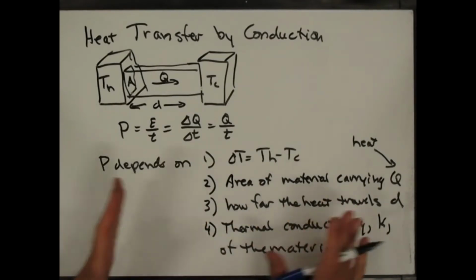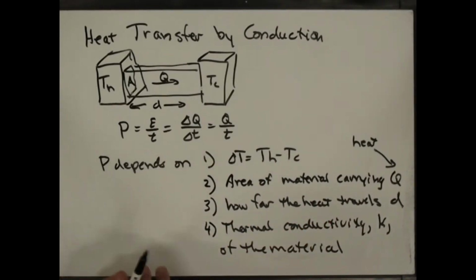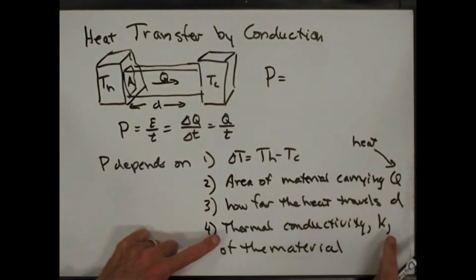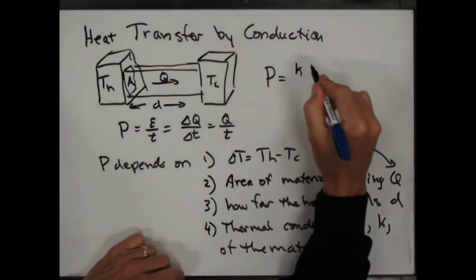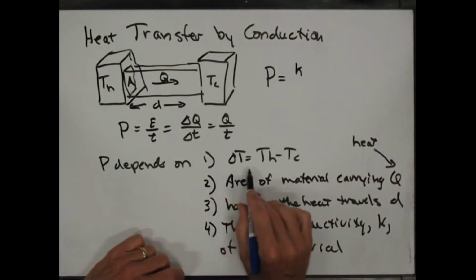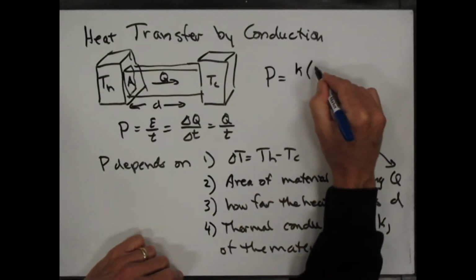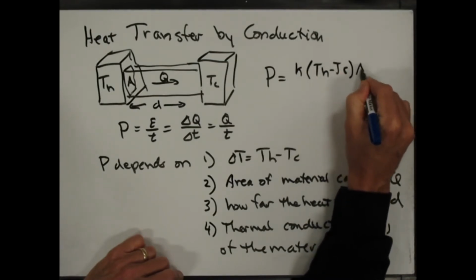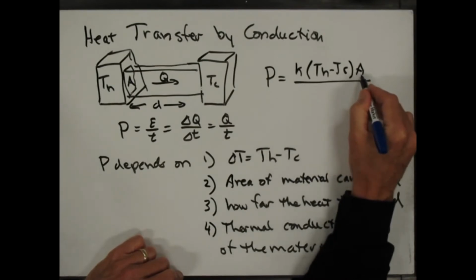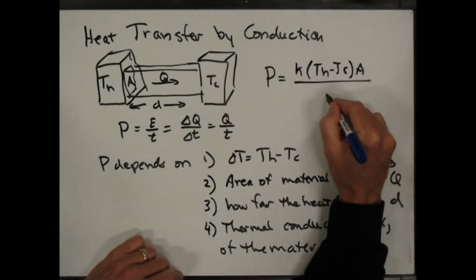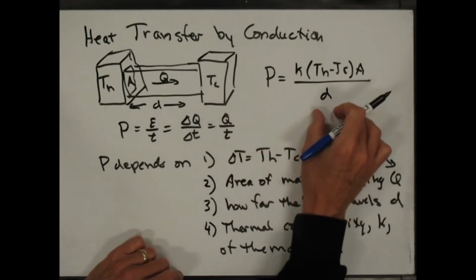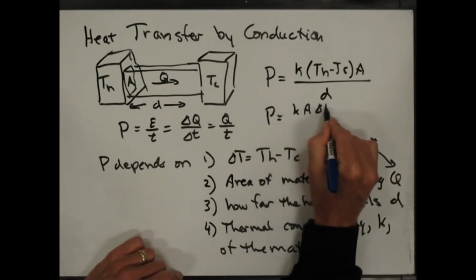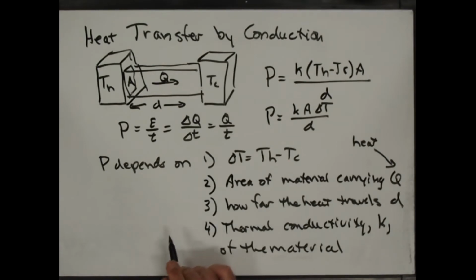And so if we put all this together, I'll just do it up here, right? It turns out that the power is equal to, so the greater the thermal conductivity, the faster the flow, and so the K goes here. The greater the temperature difference, the faster the flow, and so that's T hot minus T cold. And finally, the greater the area, the faster the heat flow, and then the greater the distance, the lower the heat flow. And so that's it. It's usually written this way: P equals K A delta T over D.